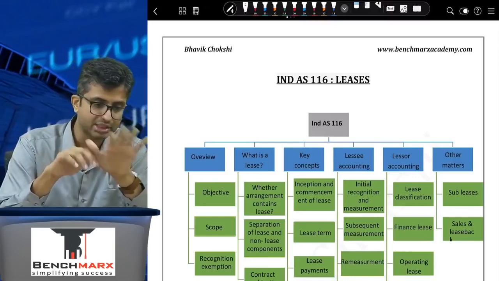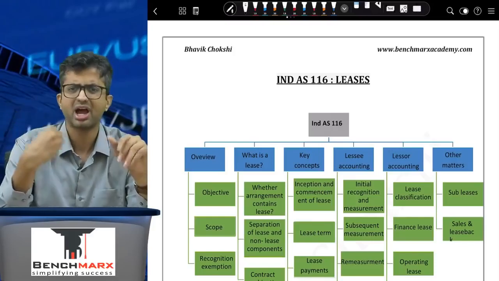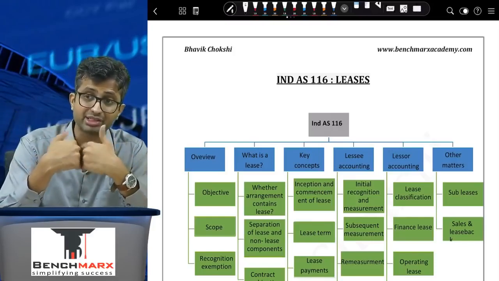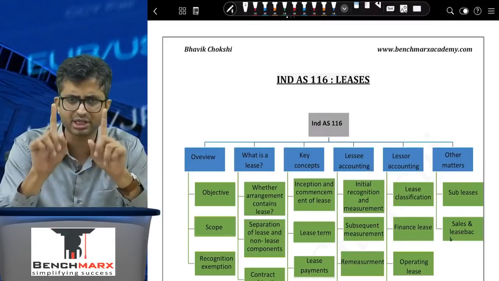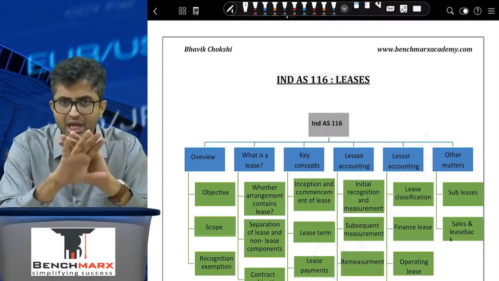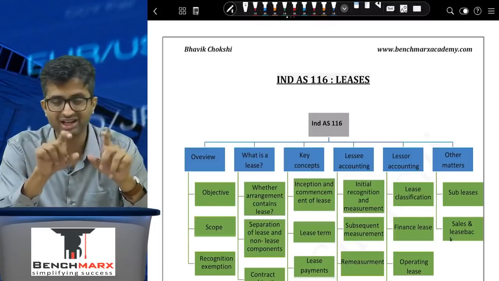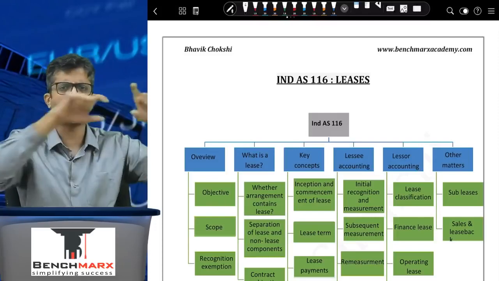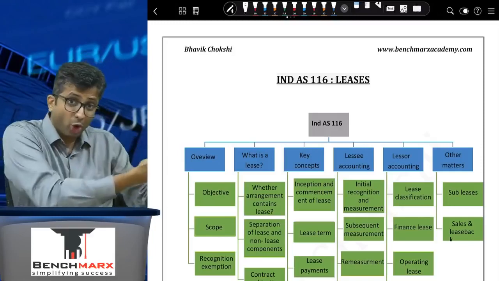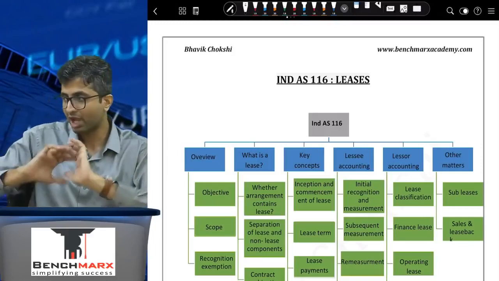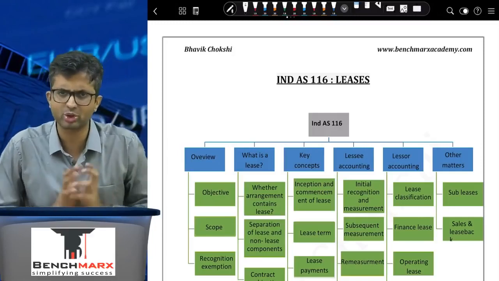Accounting in the books of lessor depends on finance lease and operating lease. Finance lease is the lease where the lessor transfers substantially the risks and rewards to the lessee. In operating lease, he does not. Then you have sublease cases where the intermediate party, who is the intermediate lessor, will also have a right of use because he is the lessee, and he will also give out an operating or finance lease. So you have to be careful.